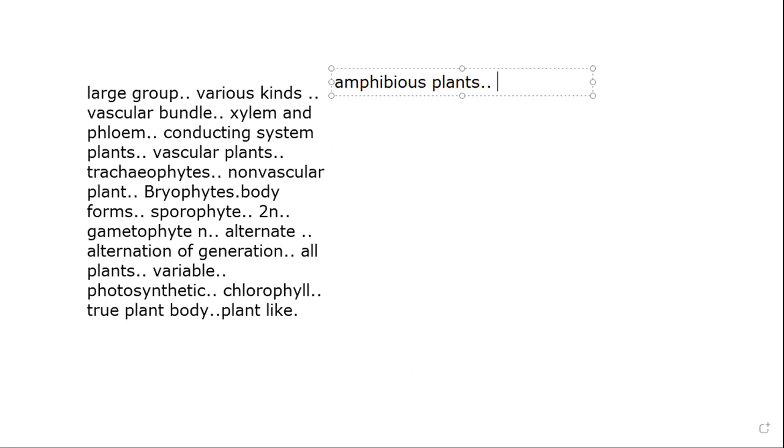Just like amphibia, frogs, toads, salamanders, they need water for reproduction. They go into water and lay eggs there. Likewise, bryophytes also have the same behavior. They need water for reproduction. Without water, bryophytes will not be able to reproduce. That is why they are known as amphibious plants, right? This is also ensuring their survival on land.